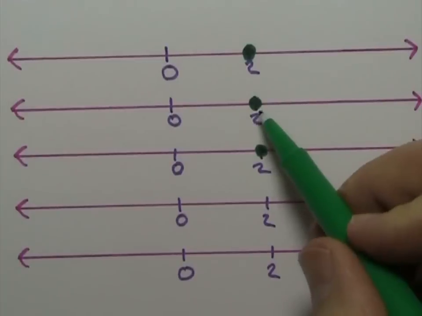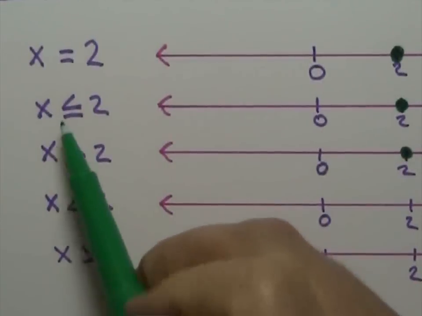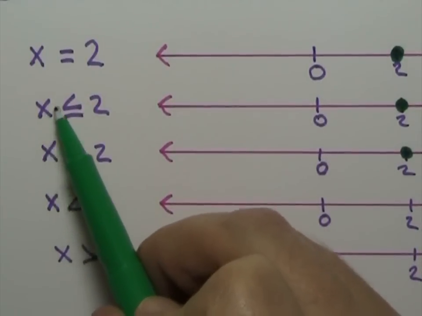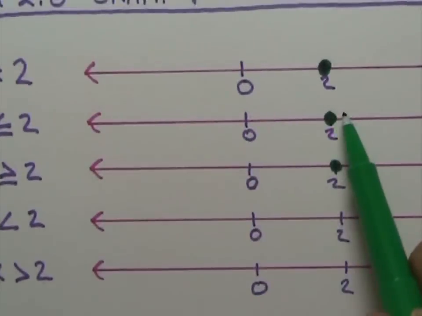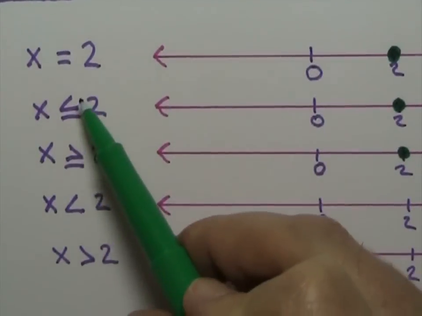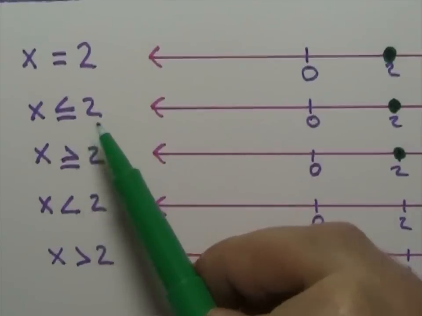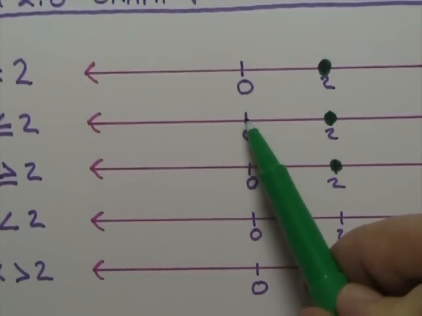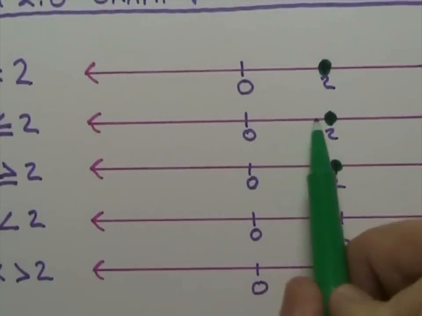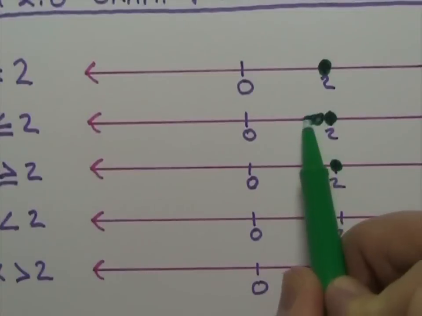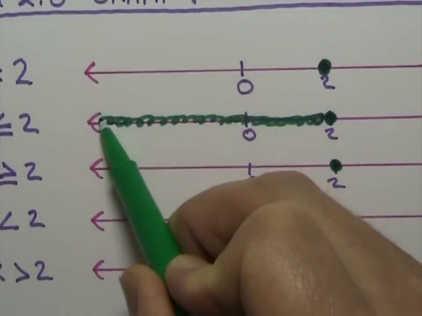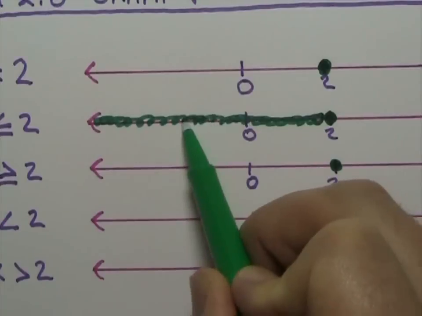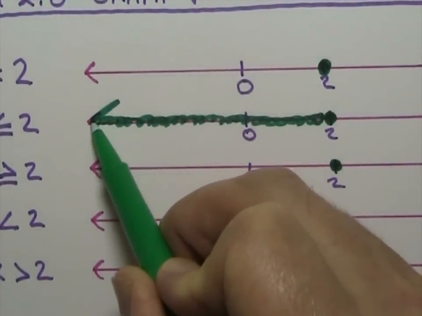But that's not the only answer. 2 is not the only answer. This is saying that x is less than or equal, so the answer to x could be 2, or it could be any number less than 2. So it could be 1, it could be 0, negative 1. So what we do is we shade this in. Basically something like that, and it keeps on going.